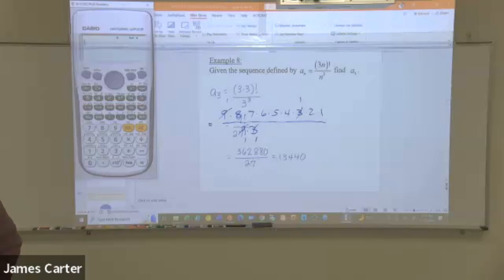So I would probably just do fraction 9, shift factorial key, go down and put in 3 squared, or cubed rather, row 3, and get out of it and hit that. Okay.